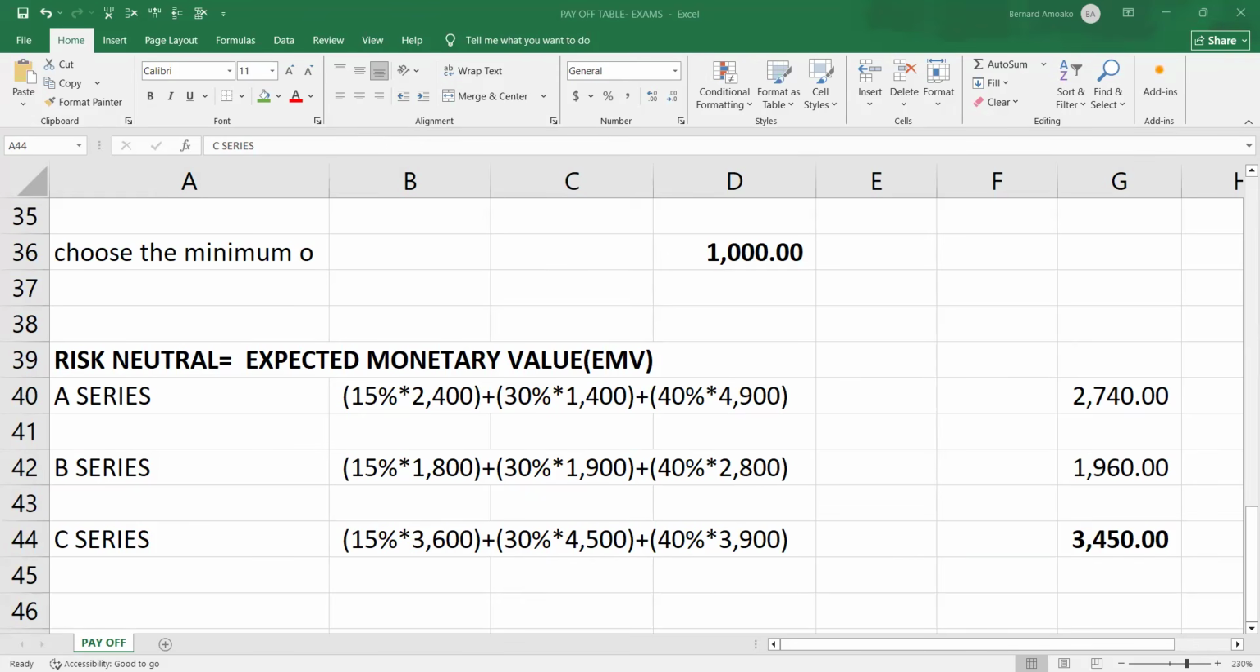So what if there was no probability? There will be probability. No question will leave you without a probability. So if it doesn't give you a probability, it gives you the market conditions, which looks like a probability, which you need to use for that computation.